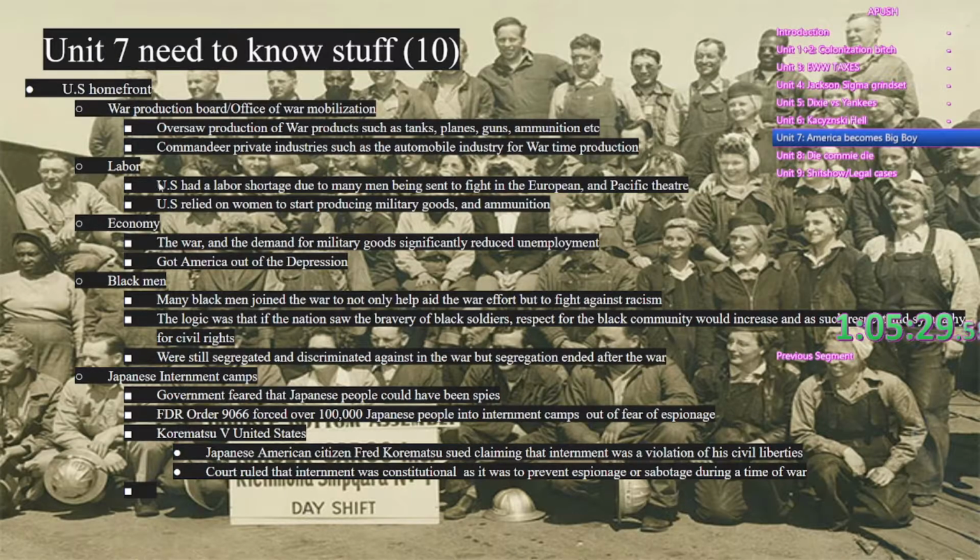For labor, the U.S. had a labor shortage due to many men being sent to fight in Europe and the Pacific Theater. The U.S., like in World War I, relied on women to start producing military goods and ammunition in place of the men, due to most of them being sent to fight the war.